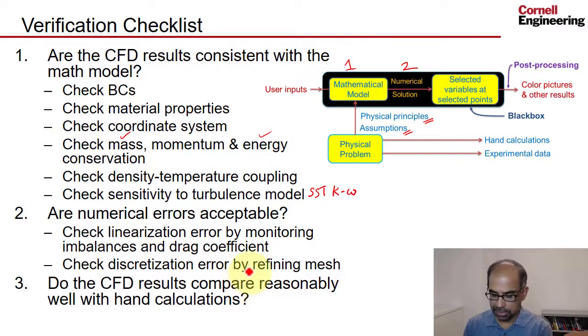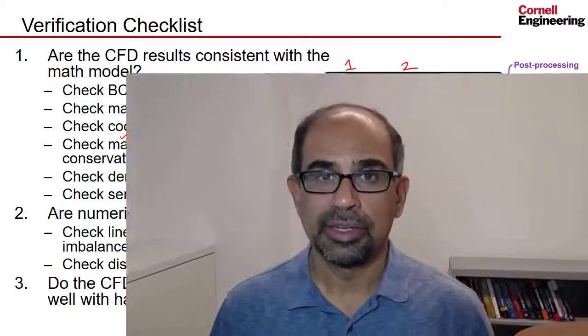And then the third set of checks is the hand calcs, and I won't be going through that in much detail here, but it's something that is good to get into as a practice. Okay, so at this point, we can get into the first set of verification checks, which is whether the CFD results are consistent with the mathematical model. Let's do that next.